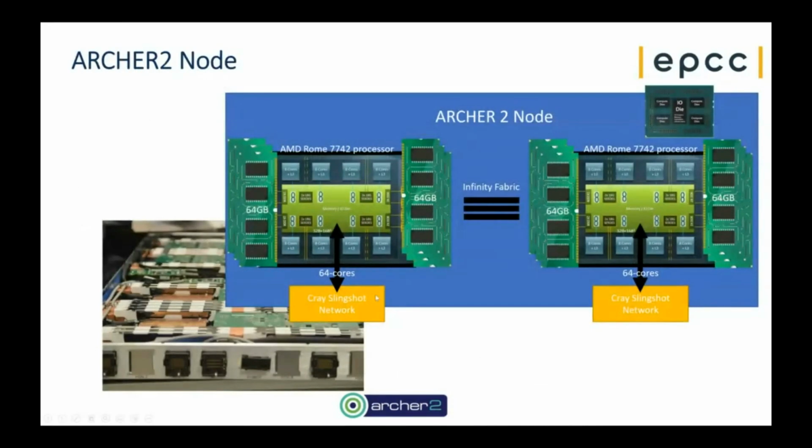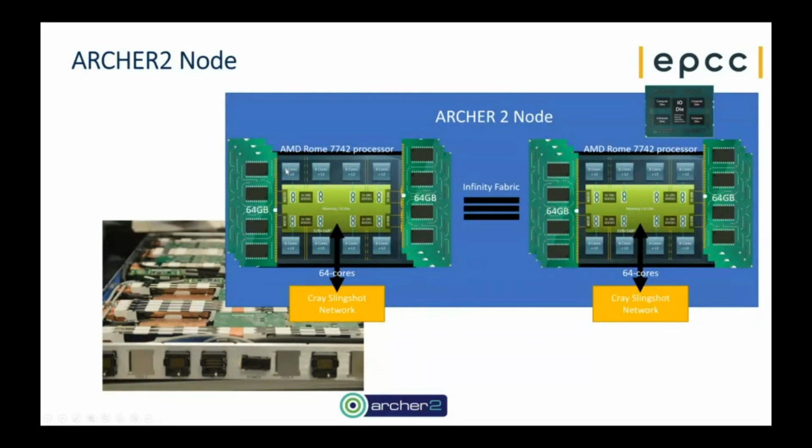And so on ARCHER2, we have two processors. Each has 128 gigabytes of memory. The whole node has 256 gigabytes of memory, and any core from any processor can access all the memory. But actually, it's faster for my core on this left processor to access the local memory attached to it than it is to go across this infinity fabric and access the memory attached over here. So we can have performance impacts from memory locations as well.